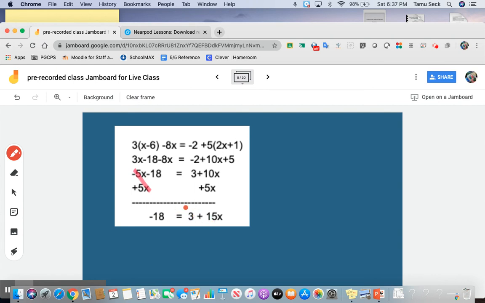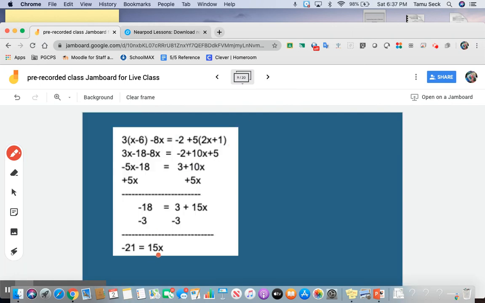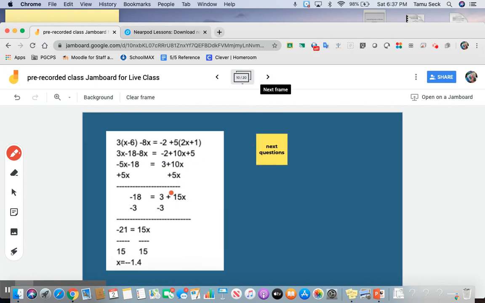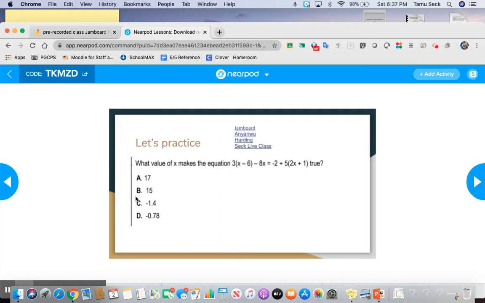Now we need to get rid of the constant. The constant needs to move to the other side. Okay, and the final thing we have to do is divide by 15, but notice this is going to be a decimal. And it's negative 1.4. So the answer is C. The answer is negative 1.4.